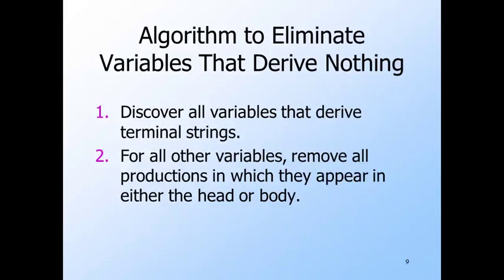The algorithm to eliminate variables that derive no terminal string is now simple. Use the algorithm we just described to find the variables that do derive terminal strings. Call the other variables useless. Then remove from the grammar all productions in which at least one useless variable appears. It doesn't matter whether the variable appears in the head, the body, or both.